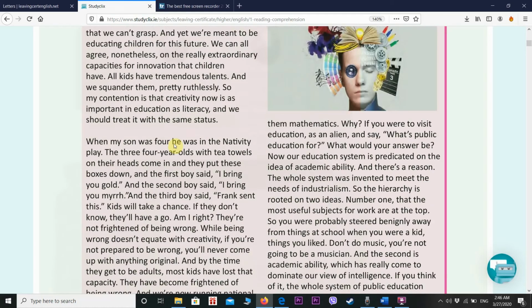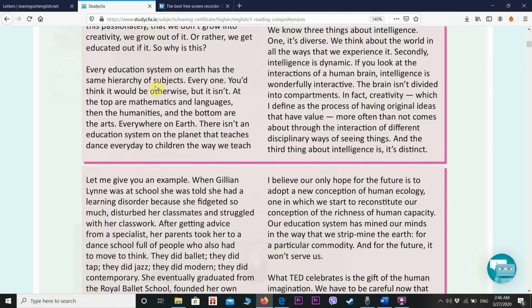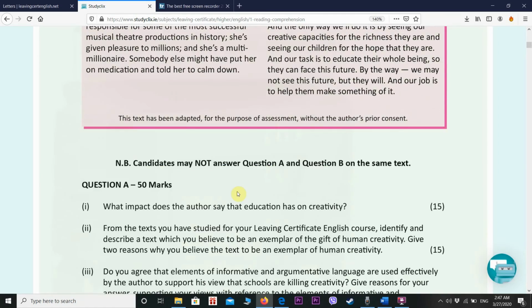he talks about how his son, who was 4, was in the nativity play. He also talks about how every education system on earth has the same hierarchy of subjects, how we're not diversified, and how we all just teach scientific subjects or history or whatever it is, but we don't really focus on dancing or art or other subjects or cooking or mechanics. We focus more on the essential scientific subjects. So this is something that I would like to bring up in my answer.